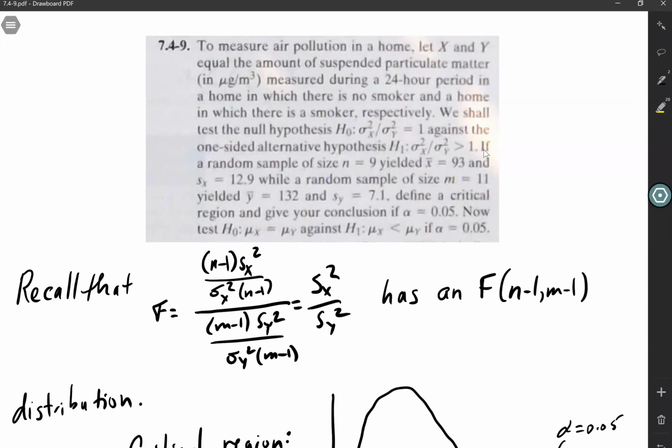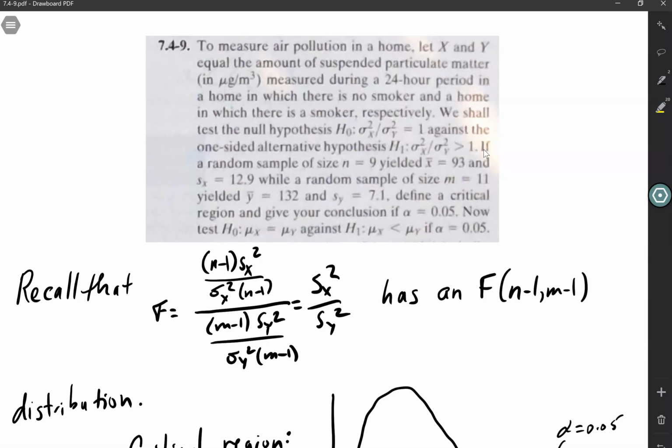But for the ratio of variances, we need to use a different distribution than what we've used in the past. We've seen the normal distribution for means when we've had large sample sizes. We've seen the t-distribution for means when we've had small sample sizes. And right before break, we did the chi-squared distribution for hypothesis testing with just a single population variance. So here we need to come up with a different distribution to use.